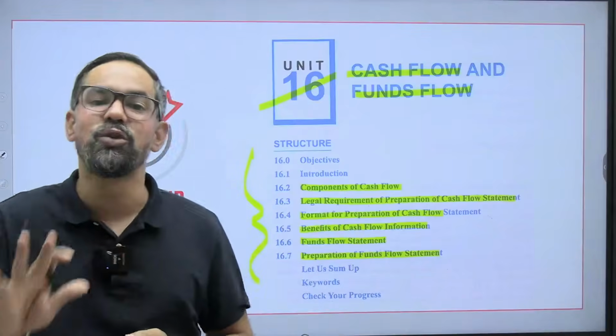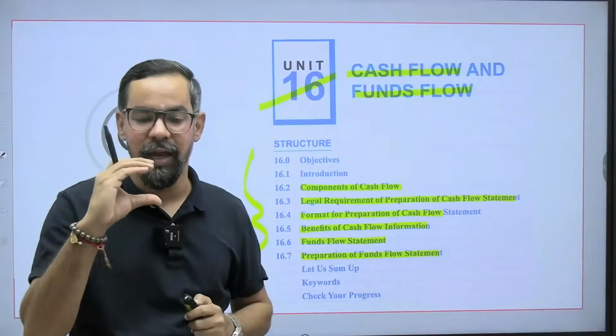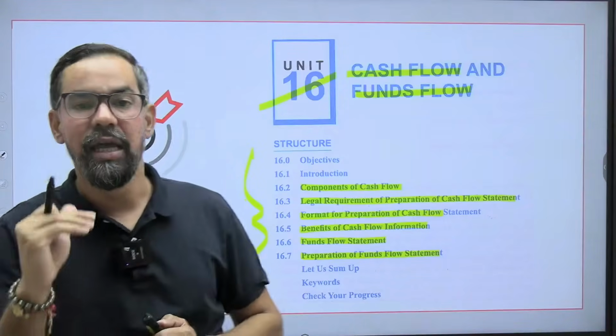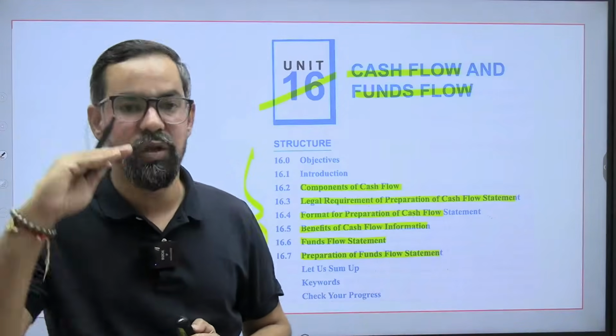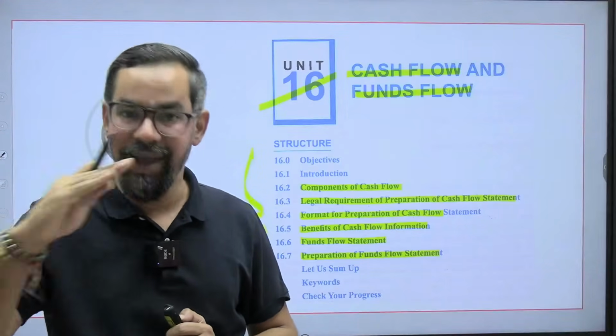But the cash flow statement generally relates to a specific year, let's say financial year 24-25, with the cash on hand at the beginning and at the end.